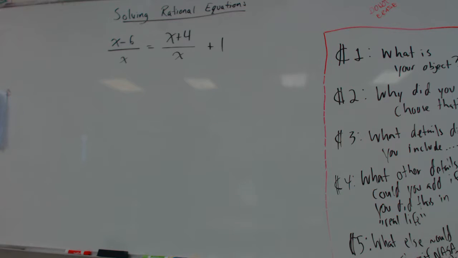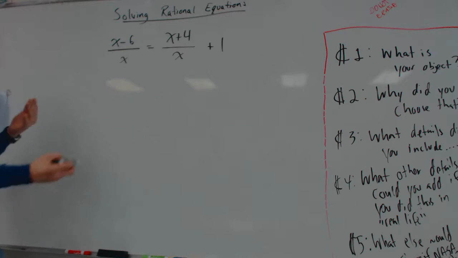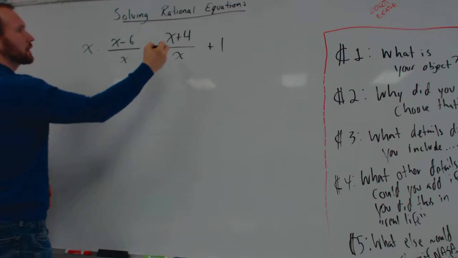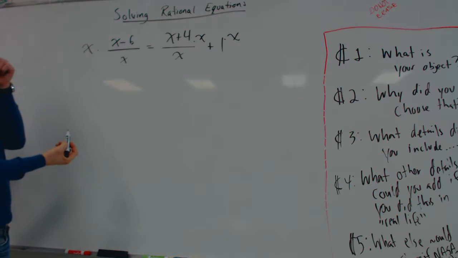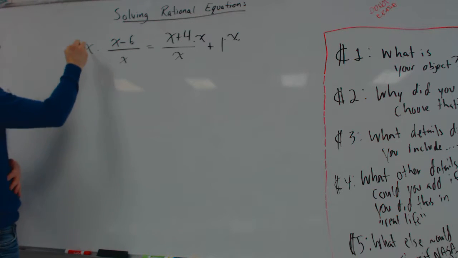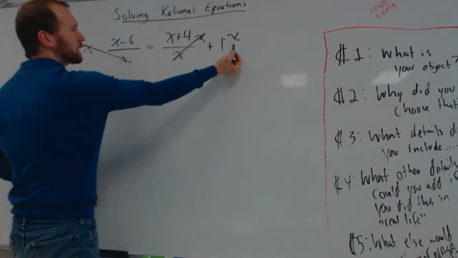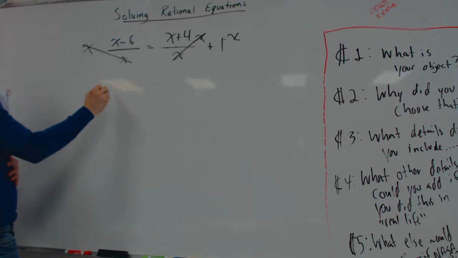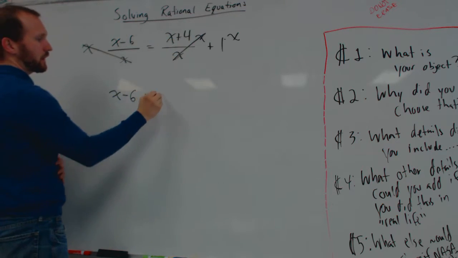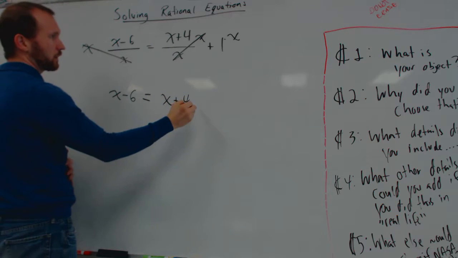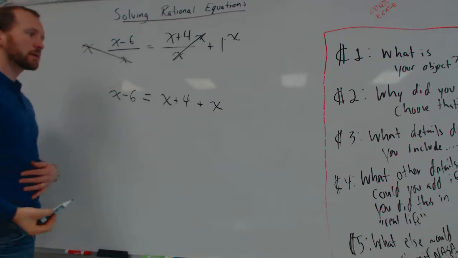Multiply everything times what? x. Right? That's going to clear out all my denominators. And on this side, the x distributes to both terms. So now I have x cancels, x cancels. 1 times x is just going to give me x. So over here, I have x minus 6. Over here, I just have x plus 4 times x plus 1, and then over here, I have plus x. So you could just do 2x.